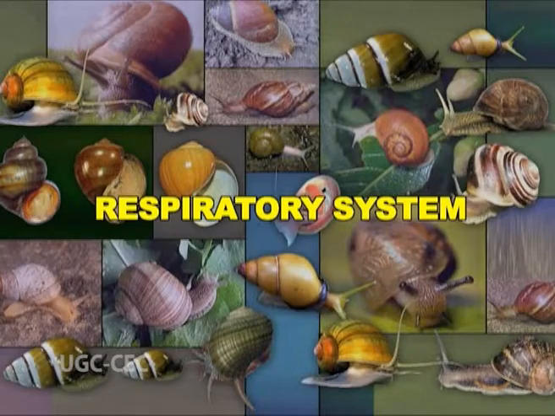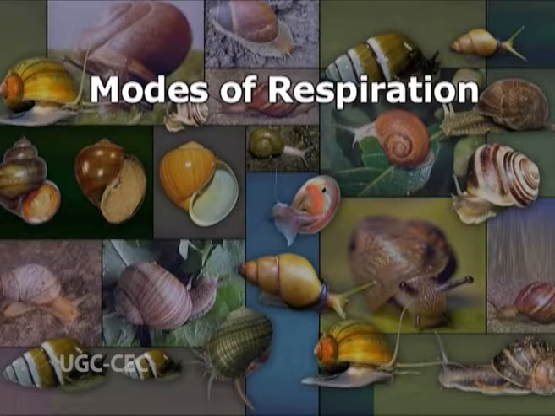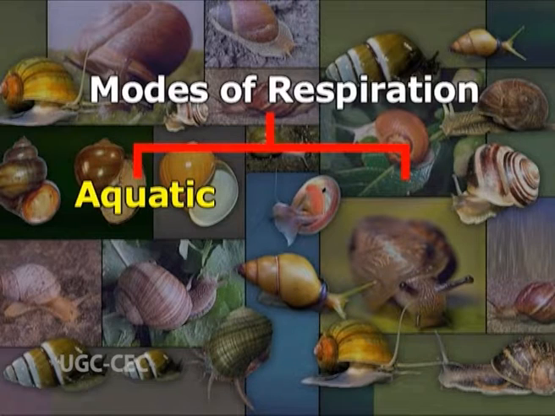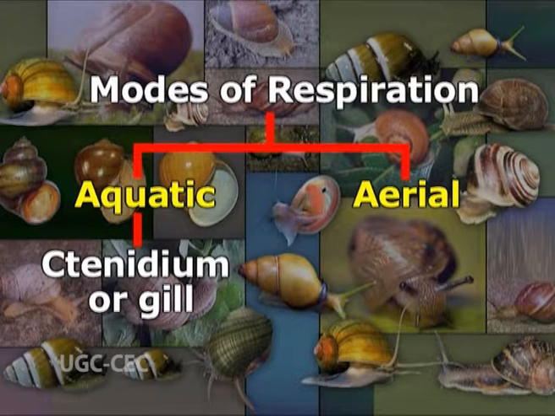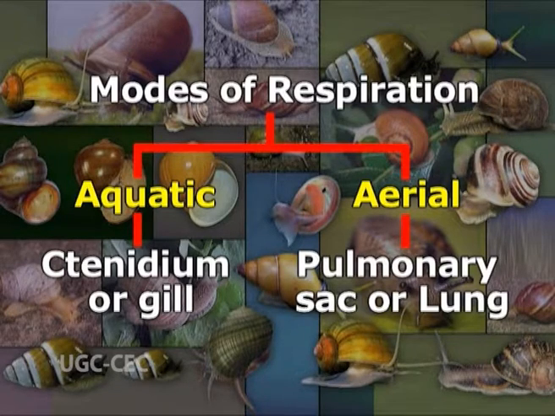Respiratory system. Pila leads an amphibious life and therefore it exhibits dual modes of respiration, that is, aquatic and aerial. For these, it possesses a ctenidium or gill for aquatic respiration and pulmonary sac or lung for aerial respiration. The respiratory organs consist of a single ctenidium or gill, a pulmonary sac or lung and a pair of Nuchal lobes.